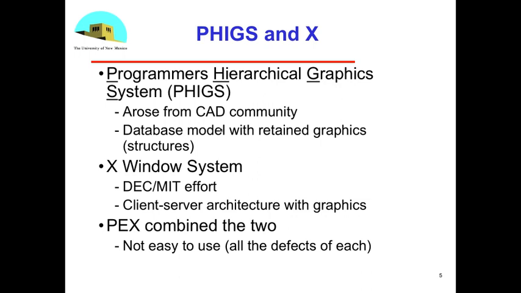There was an effort to combine the graphics and the CAD part with the X window system, and there was a standard called PEX, which was PHIGS extensions to X, and it had everything that was in PHIGS added on to everything that was in X, and it wasn't very easy to use just because it was so big, and since neither system was perfect, it had all the defects of both included in this massive system. So I suppose there's still some people out there using it, but it was just too big and complicated to really be useful.